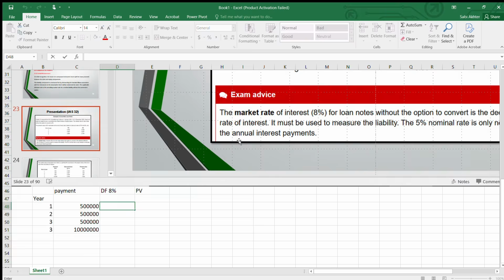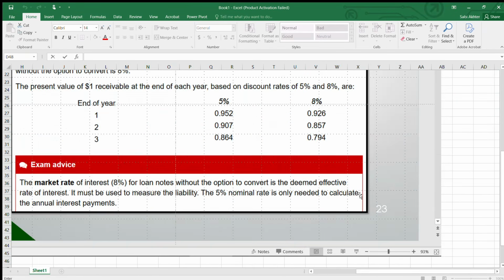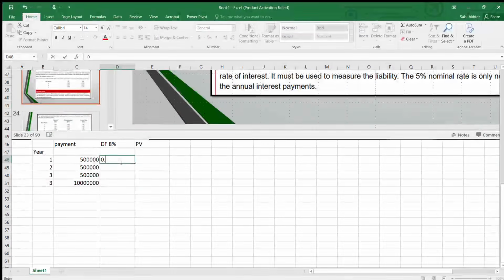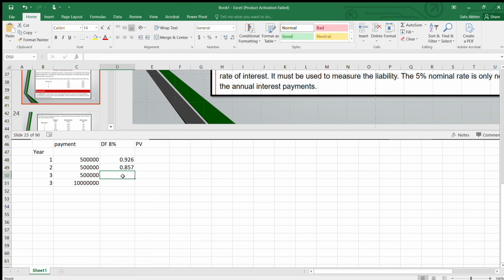They have already given you the table. You just have to copy paste it from here. You see 0.926, 0.857, 0.794. Remember, when you take here also you have to take the same, because both are the same year.